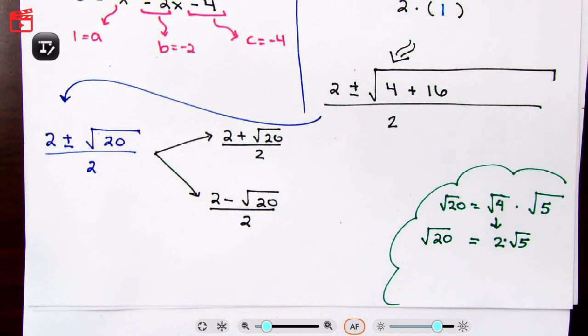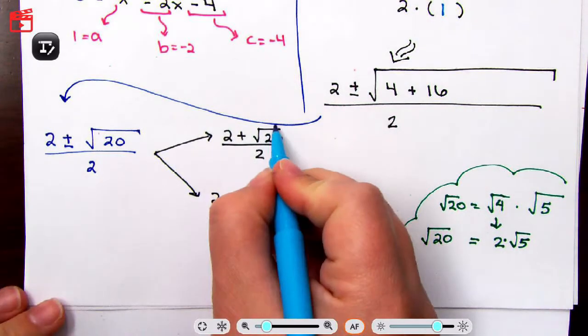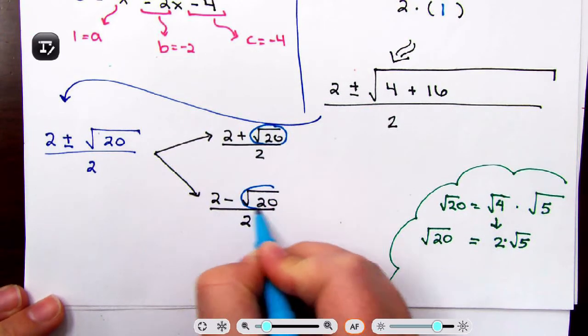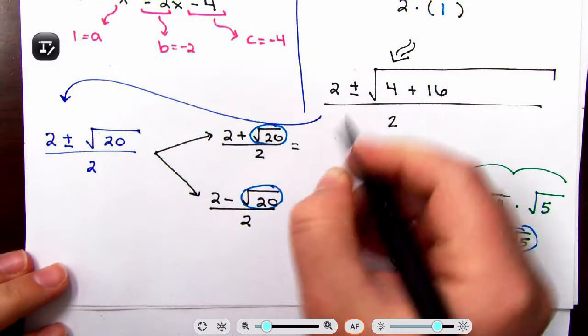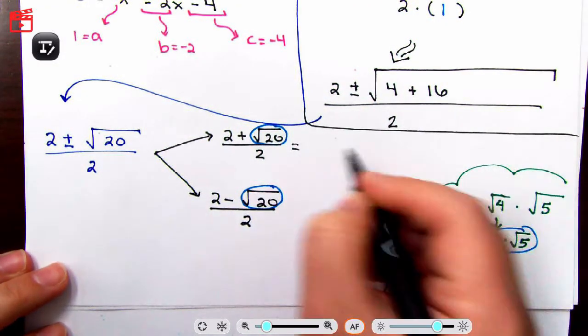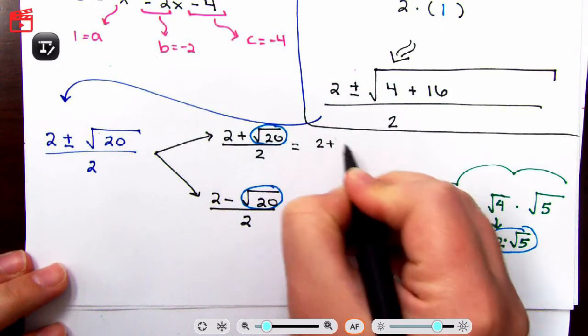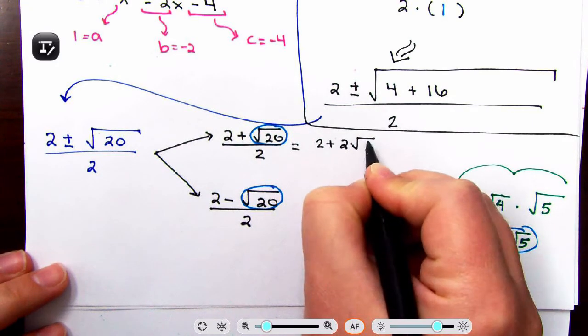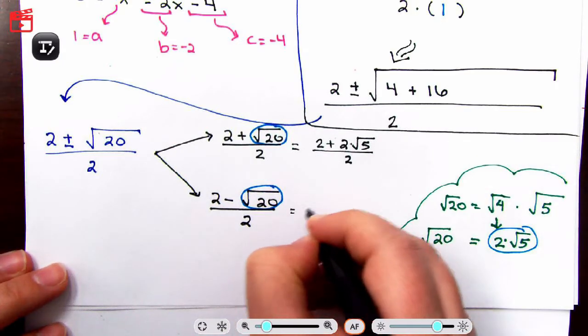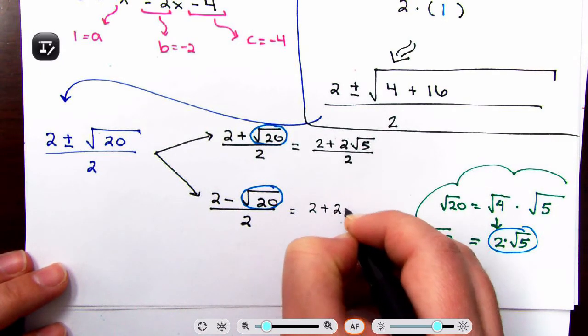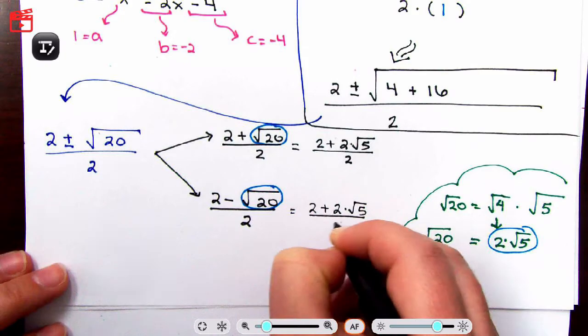So when I go back in here to write this out, this right here is going to be changed into 2 times the square root of 5. I'm going to write that one more time. I'm going to close this gap here so we can separate this out. So 2 plus 2 times the square root of 5 divided by 2. And then this one here is 2 minus 2 times the square root of 5 divided by 2.